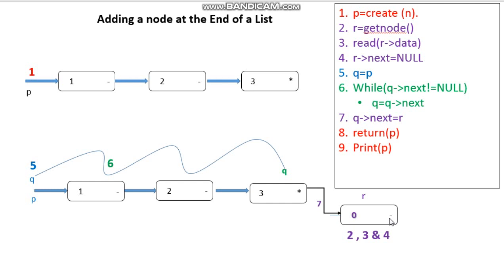So I have to make R next, the last pointer, null. That means not pointing anywhere. That's the last node. So R next equal to null. So step number 2, 3, 4 explains this operation.